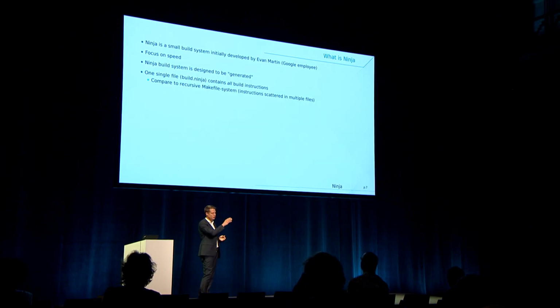Compare that to the normal recursive makefile system you're used to, right? Normally, if you use CMake and generate makefiles, you end up with a huge tree of makefiles. And as soon as you run make, make needs to go through all these individual makefiles, needs to parse that, needs to check whether everything in there is up to date, whether it needs to run the compiler again, and so on. And this whole recursive going through different makefiles is slow.